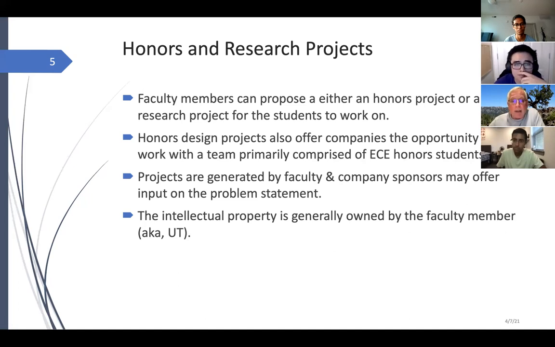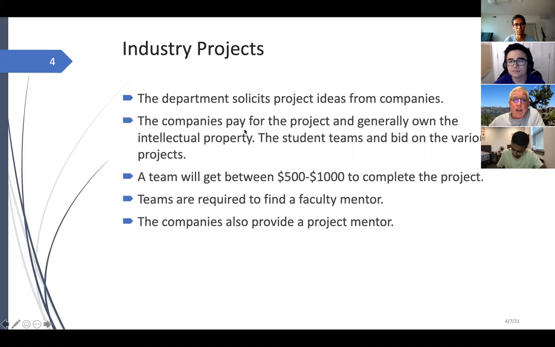So if we go back up to the industry projects, the company that supports your project owns the intellectual property. And that means that whatever you develop, they get to take and bring back into the company and do whatever they want with.